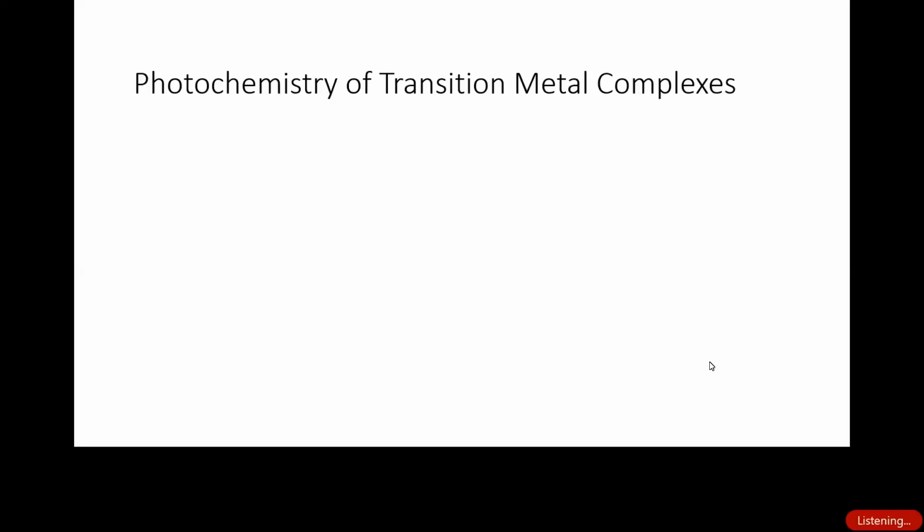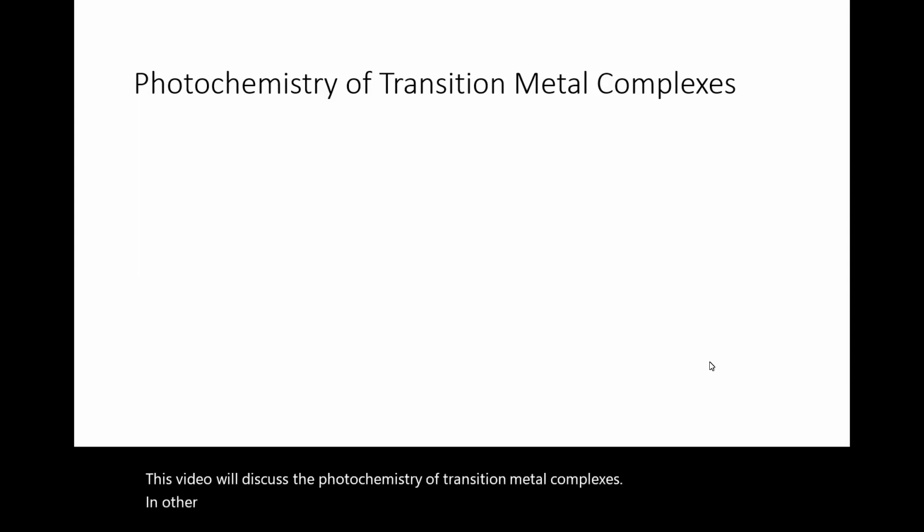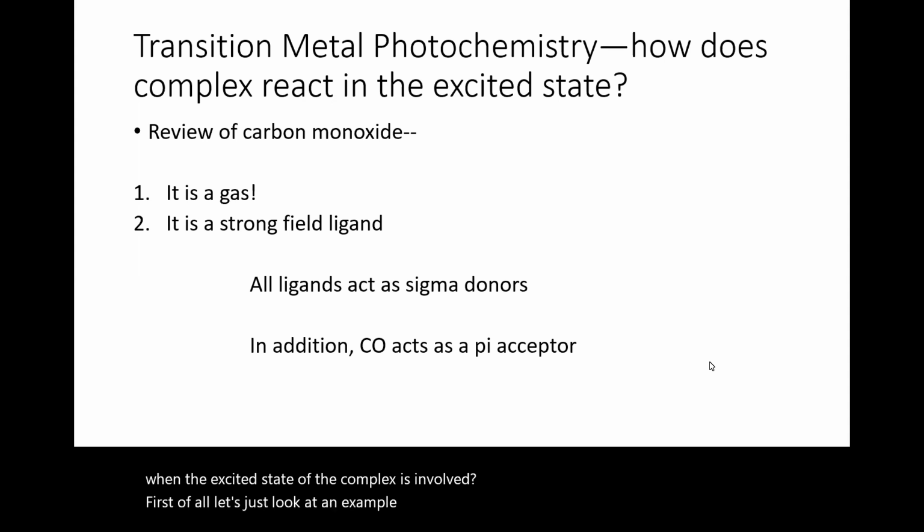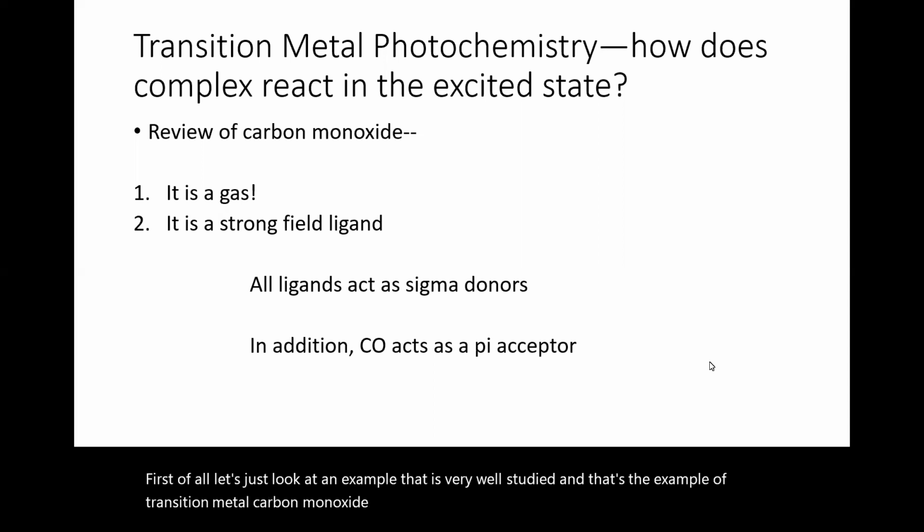This video will discuss the photochemistry of transition metal complexes. In other words, how is the chemistry or the reactivity of a transition metal complex different when the excited state of the complex is involved? So first of all, let's look at an example that is very well studied, and that's the example of transition metal carbon monoxide or carbonyl compounds.